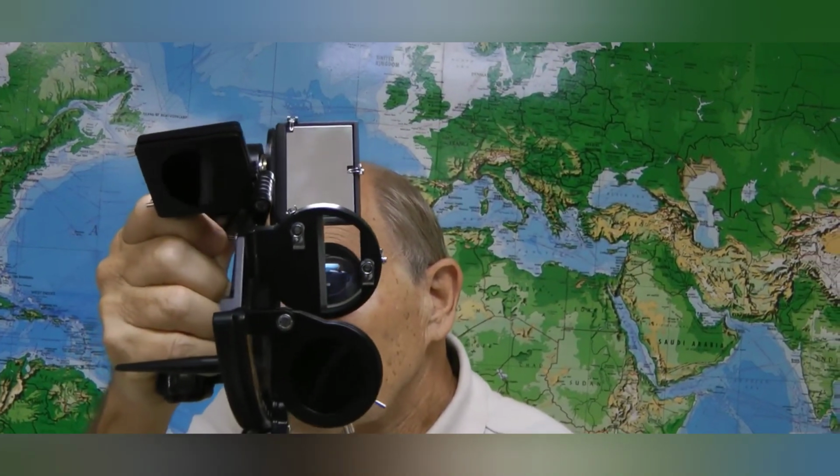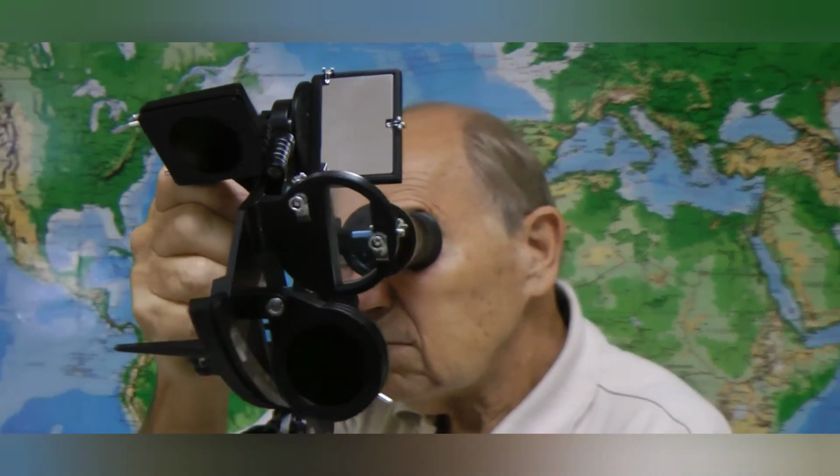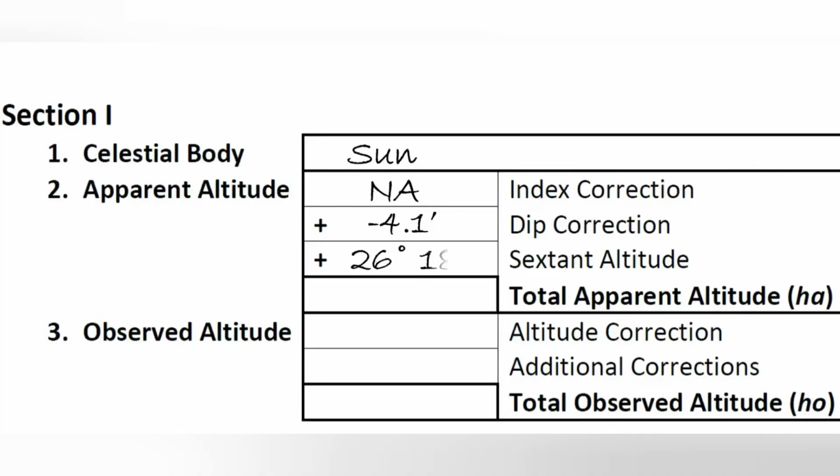Finally, measure your apparent altitude with your sextant and note it on your sight reduction form in units of degrees, plus the fraction of degree in arc minutes. In our example, let's assume we measured the sun at 26 degrees and 18 arc minutes above the horizon, so we note this as our sextant altitude. Add the index correction and dip correction to your sextant altitude, remembering that if either is negative, you instead subtract it, and this gives you your apparent altitude. In our example, we subtract our dip correction from our sextant altitude, which gives us a value of 26 degrees and 13.9 arc minutes. This gives us our apparent altitude, commonly known by the initials HA.